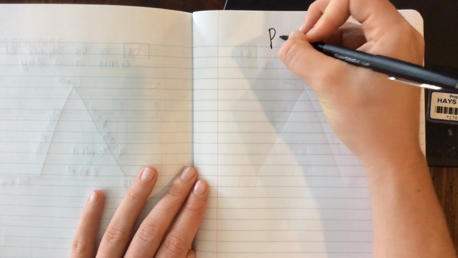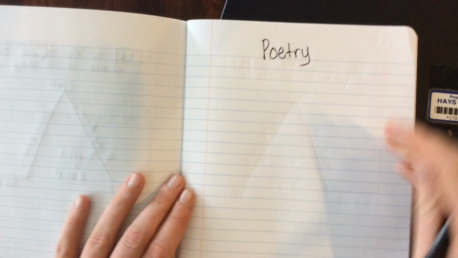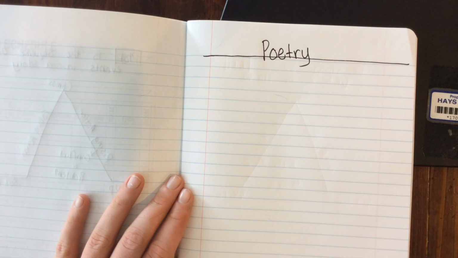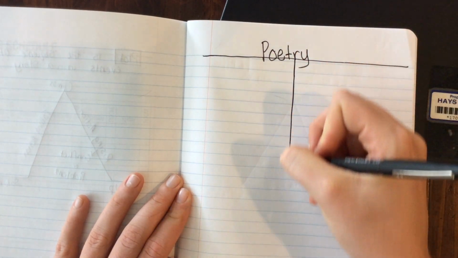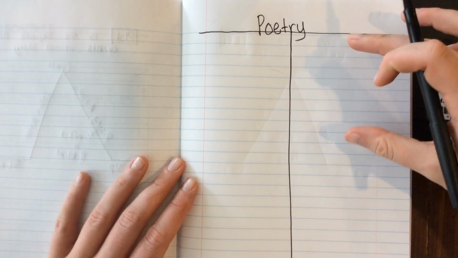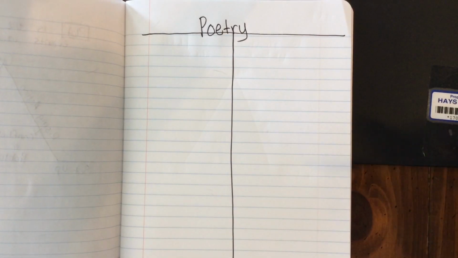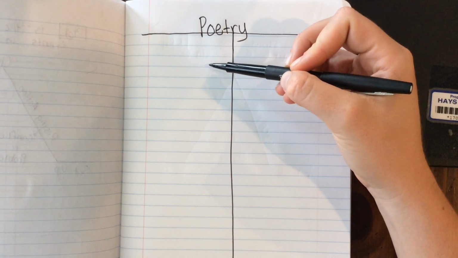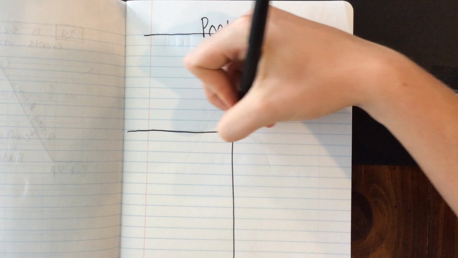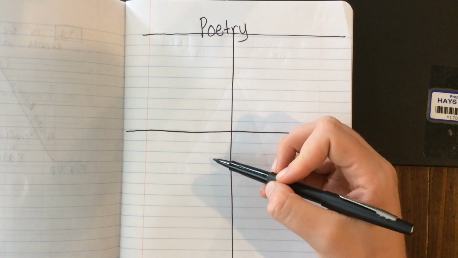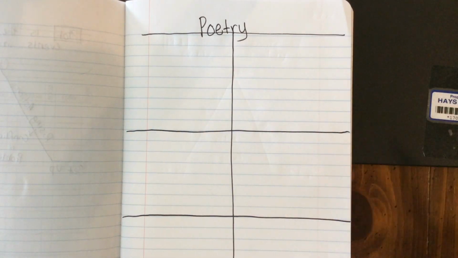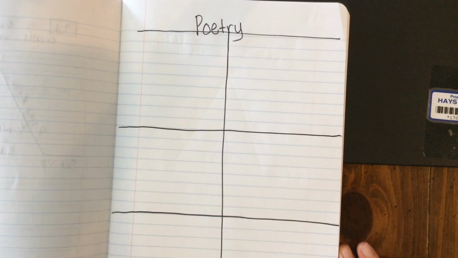So I want you to write the word poetry at the top of your page, poetry. And then you're going to underline that. Then you're going to draw a line about halfway down. And then you're going to have to split your page into 3 chunks. So you're going to count first 9 lines, 1, 2, 3, 4, 5, 6, 7, 8, 9. You're going to draw a line there. And then you're going to count 8 lines, 1, 2, 3, 4, 5, 6, 7, 8. And you're going to draw a line there. So you have 6 sections total.